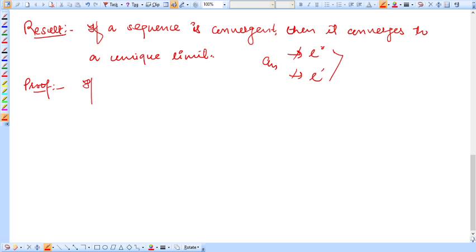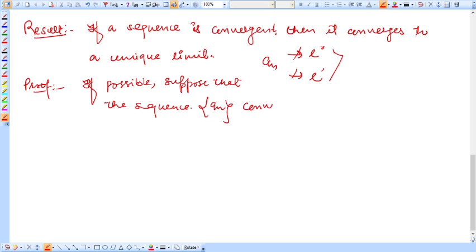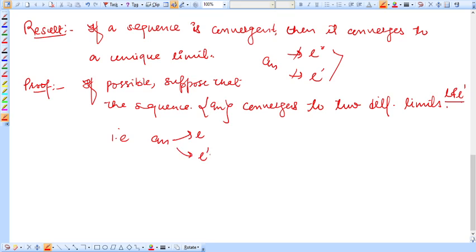So you will have to write: if possible, suppose that the sequence a_n converges to two different limits, L and L dash, okay? That is, a_n converges to L and also to L dash, right?